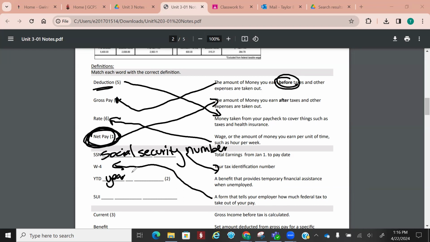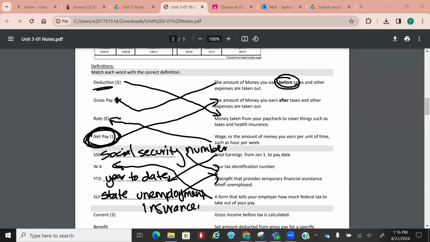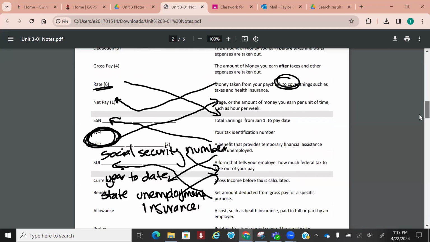YTD stands for year to date. And that's your total earnings from January 1st to the pay date. And then your SUI is state unemployment insurance. So if you ever become unemployed, this is what's going to help you. This could be food stamps. This could be just FMLA. So things that come to you when you have to take time off for whatever reason.